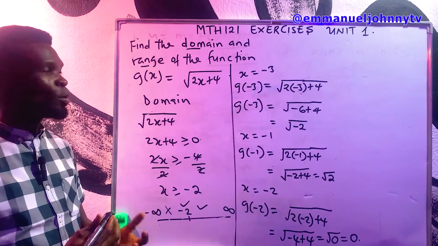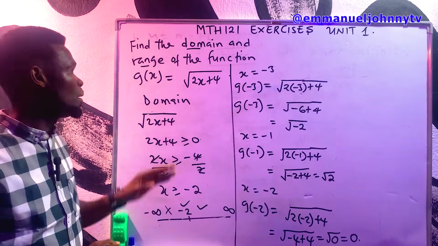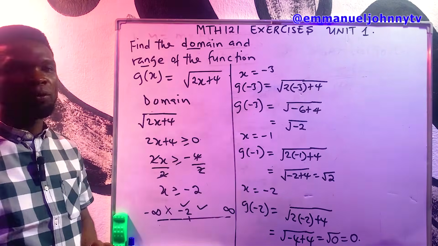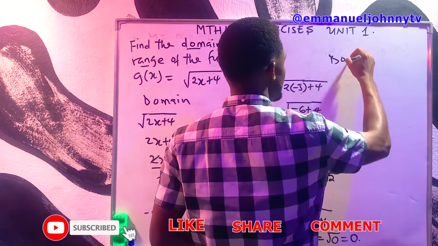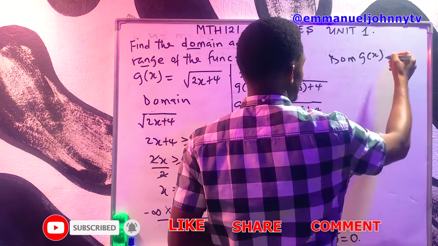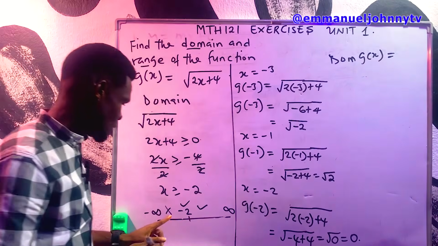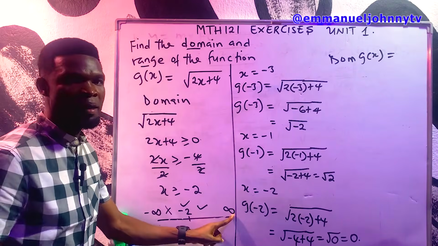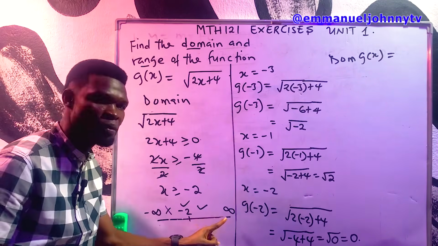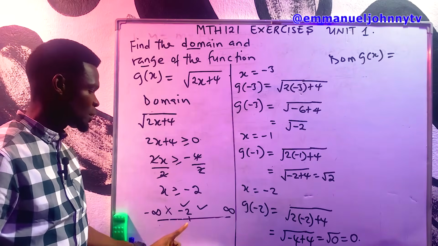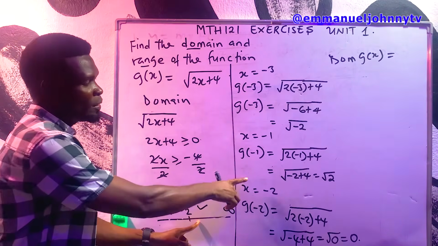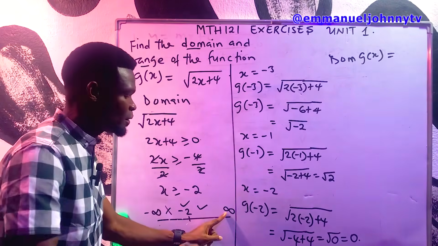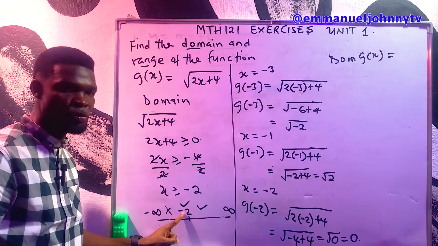So now, in conclusion, how do we find the domain of this particular function g of x, which is equal to the square root of 2x plus 4? We now say that the domain of the function g of x is, look at this, from minus 2 to infinity. It means that any number you pick in this region will satisfy this function. For instance, pick minus 1 like we have tested, it works. Pick 0, it will work. Pick 1, 2, 3, till infinity, it will work, including minus 2.